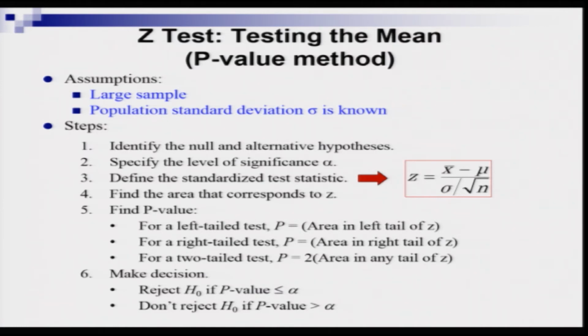So, if you know you are conducting a left tailed test, then you find out P as the area in the left tail of the Z distribution or the standard normal distribution, and if you are conducting a right tailed test, then basically you have to figure out the area in the right tail of the Z or standard normal distribution, and if you are conducting a two tailed test, then the probability is going to be twice the area in any tail of the Z. So, you can choose either left or right, but you have to multiply it by 2.